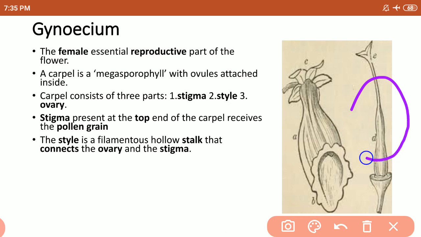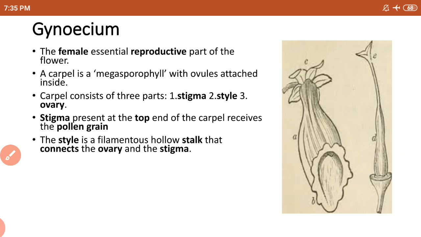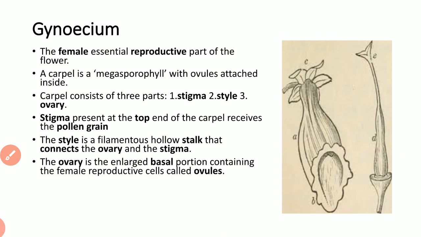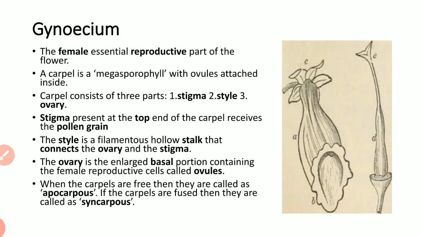The style is the filamentous hollow stalk that connects the ovary and stigma. This portion is called the style, which connects the stigma and the ovary. The ovary is the enlarged basal portion containing the female reproductive cells called ovules. This basal portion is known as the ovary.